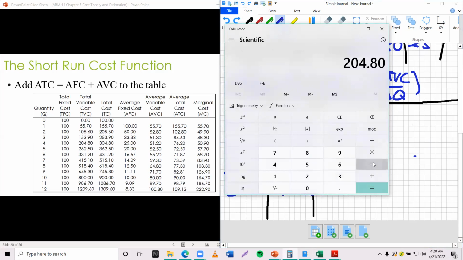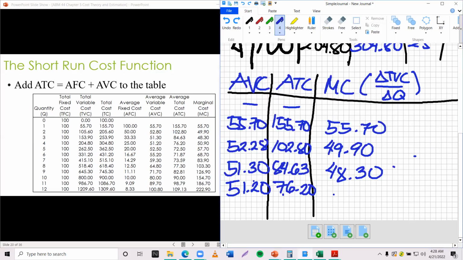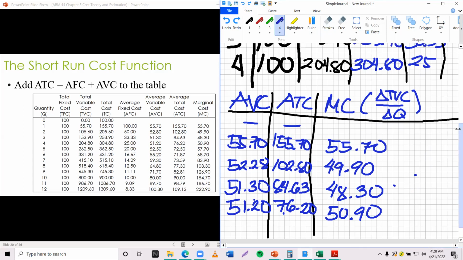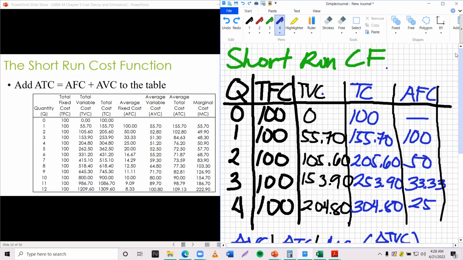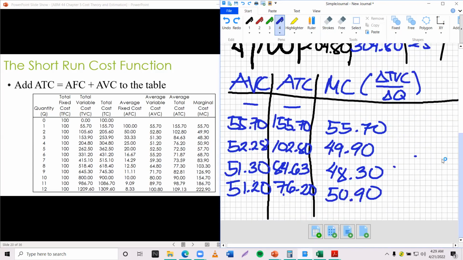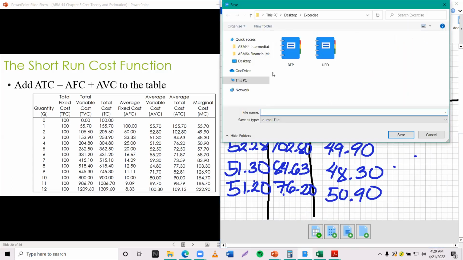204.80 less 153.90. That would be 50.90. So divide 1 with us 50.90. So this is the marginal cost. So this is how you are going to solve for and complete this short run cost function table. So you just need to add and look for the following values.